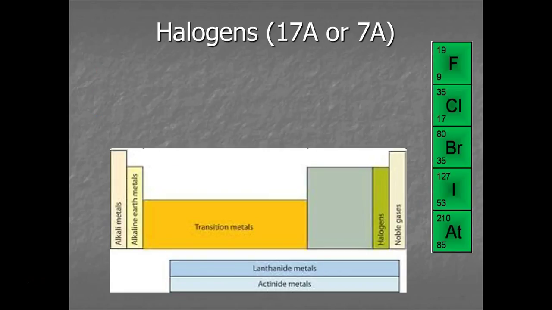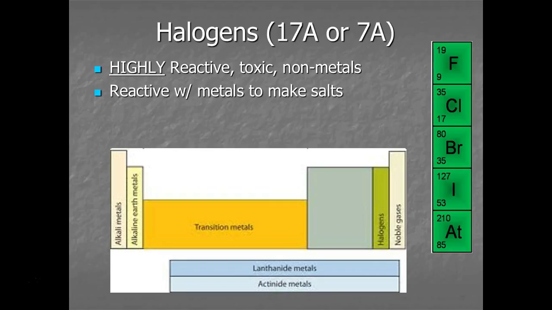Halogens. This is jumping all the way across the periodic table, almost completely to the other side, in a group that we call 17A or 7A. The properties that these have, they're very reactive, all right? So you don't find halogens as single elements very often, as single atoms. Also, they're toxic, I mean you don't want to ingest them in high quantities, and they're nonmetals.